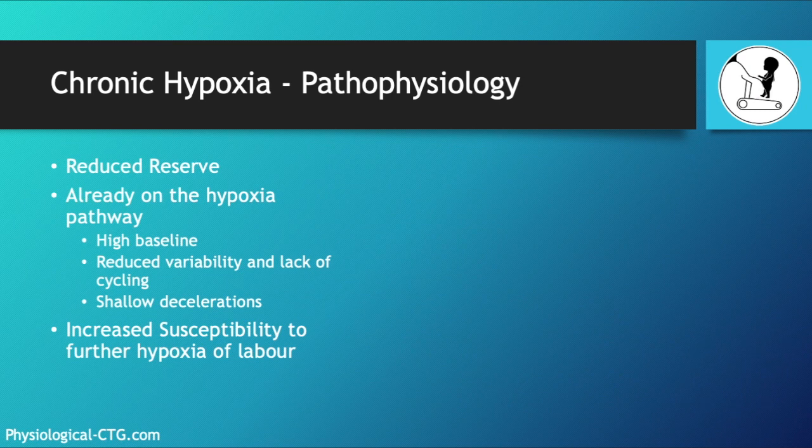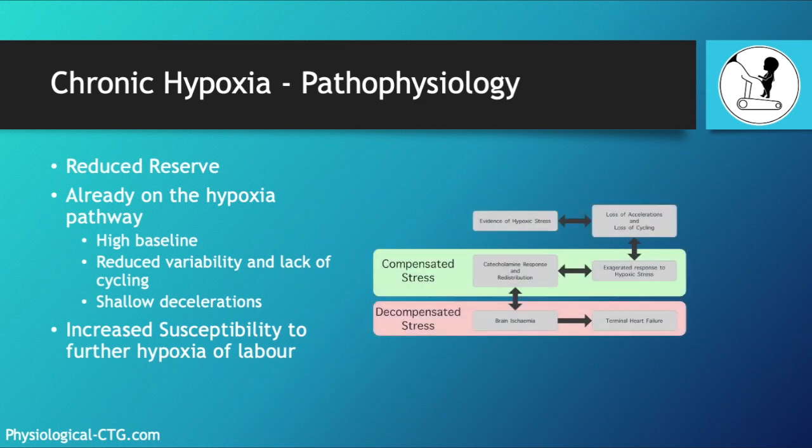In short, babies suffering from chronic hypoxia start labor with a reduced reserve and already compensated for hypoxia, with a high baseline, reduced variability, and blunted responses. This means that they lack the capacity to cope with further stress, and hence they have increased susceptibility to injury from further hypoxia.